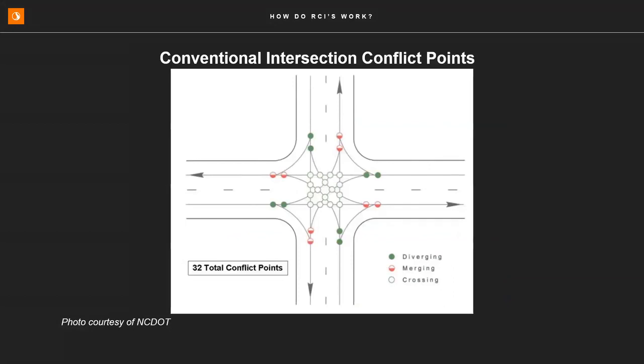Here we see a breakdown of conflict points at a conventional or full movement intersection. You'll notice each leg has two merging and two diverging conflict points, the solid green and the half white, half red circles. The middle of the intersection adds another 16 conflict points for a grand total of 32.